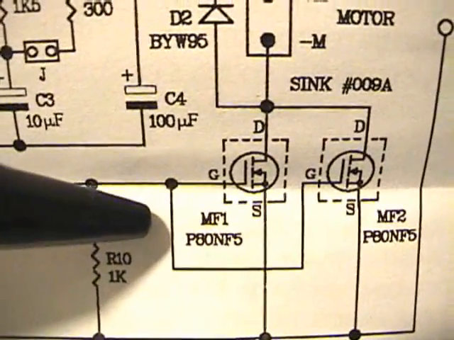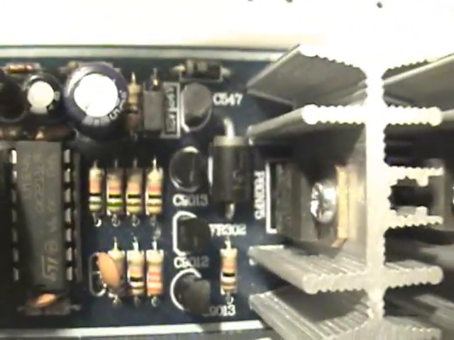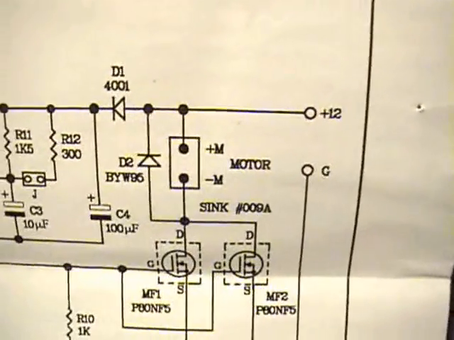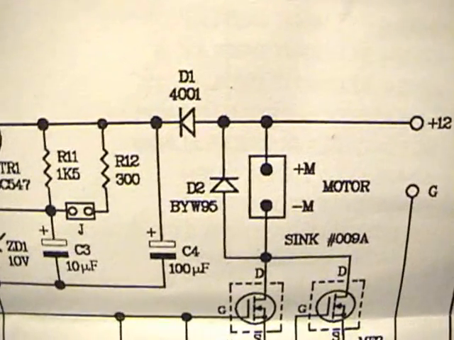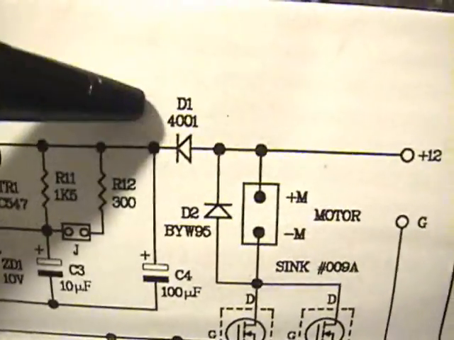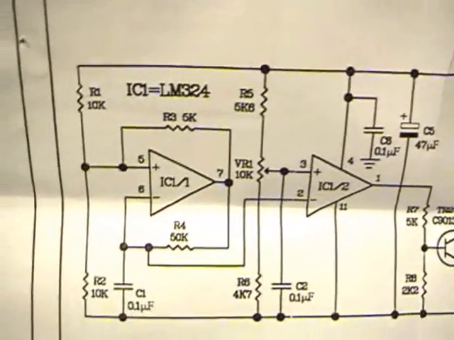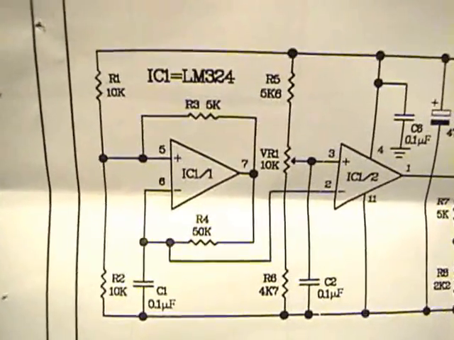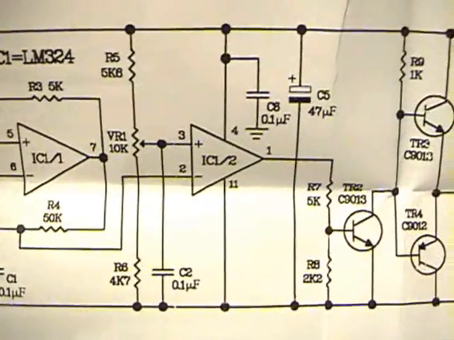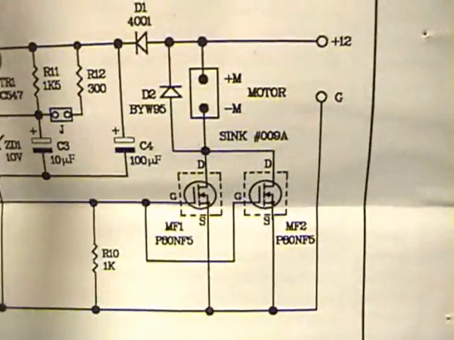MOSFETs, P80 and F5, two of those. Diode. And from left to right. And that's the PWM.